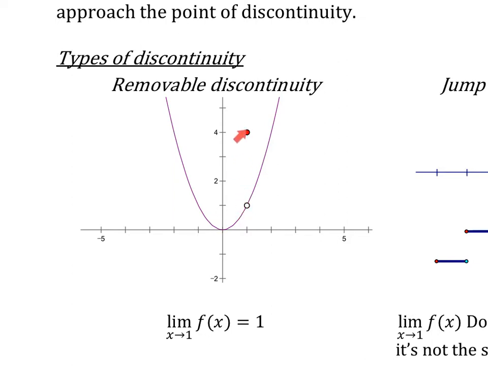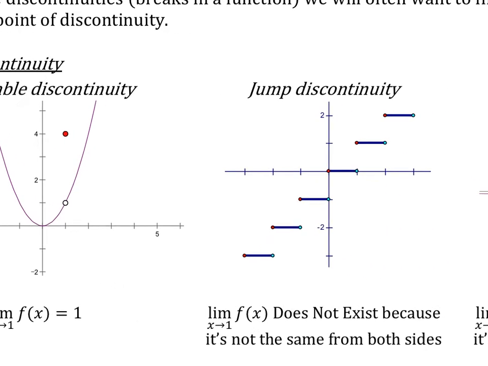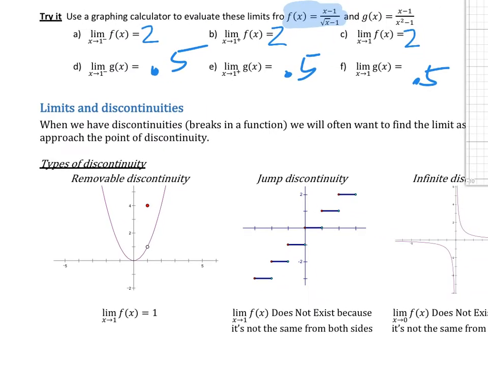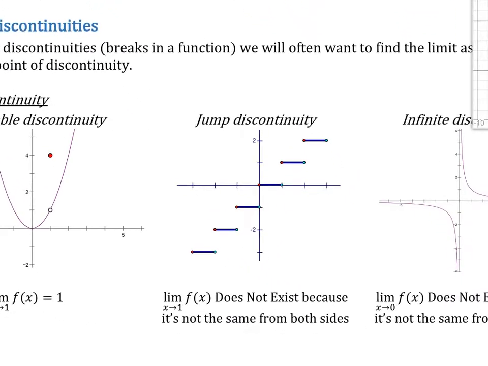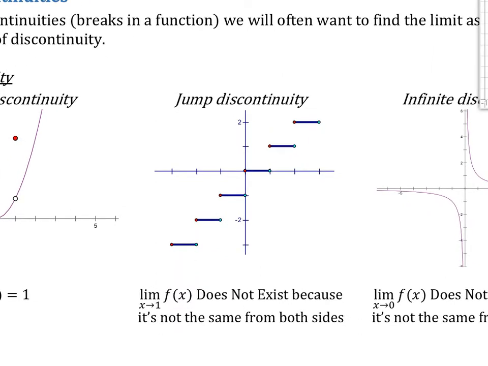Sometimes we'll have a point up here. Sometimes that point won't be there. But there's a break in the graph, and so that's called a removable discontinuity. A discontinuity is just a break in the function. It is not continuous. We can have discontinuities that are what we call a jump discontinuity.